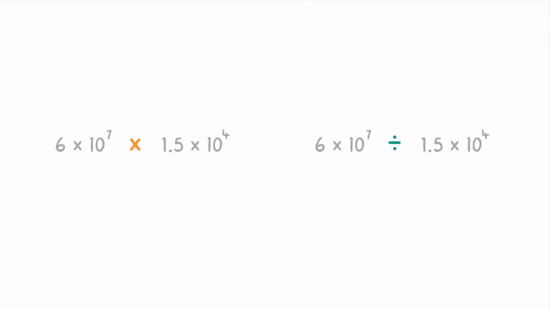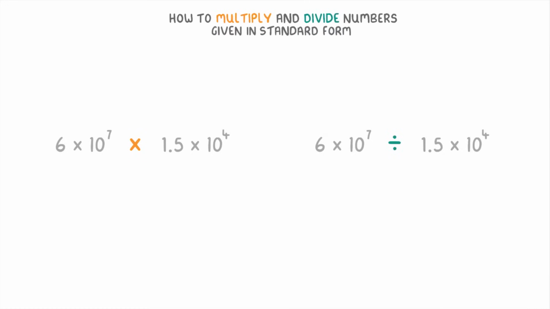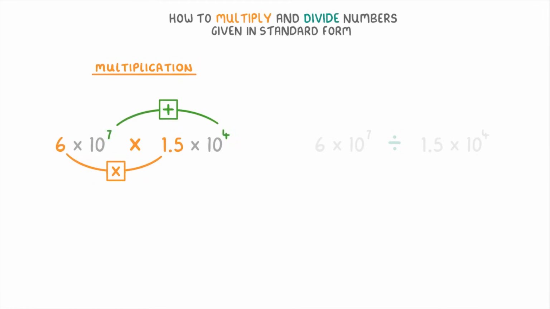In this video, we're looking at how to multiply and divide numbers when they're given to you in standard form. And we're going to start off with a quick overview of how to do it, and then go into detail with a few examples. For multiplication, the basic idea is that we have to multiply together the two front numbers to find the new front number, and we add together the powers, or indices, to get the new power.